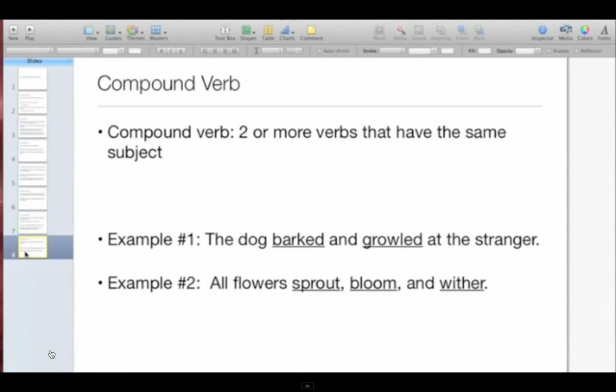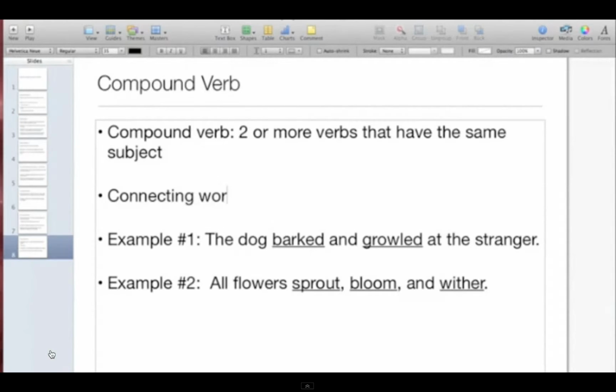Compound verb. A compound verb is 2 or more verbs that have the same subject. Example number 1. The dog barked and growled at the stranger. Just like a compound subject, my connecting words are going to be and, or. So in example number 1, identify and. Does barked and growled come from the same subject? Yes, the dog is barking and growling. Barked and growled is my compound verb. Again, I do not underline and, that's just a connecting word.